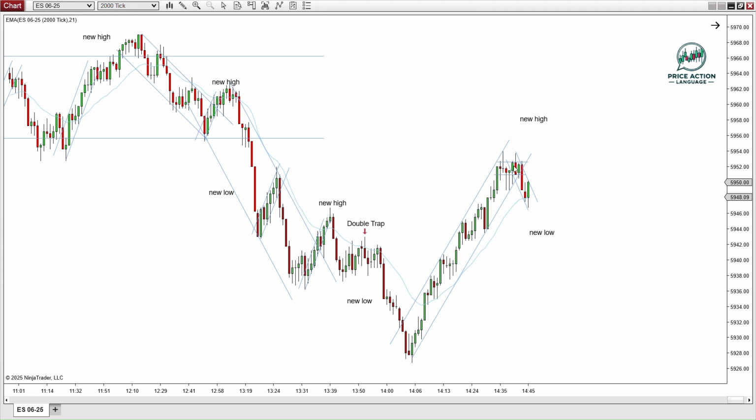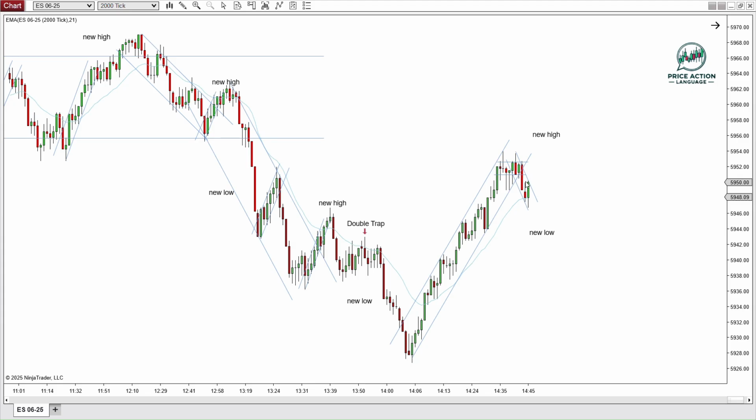You have a first entry long pullback, second entry long here, but so far from the EMA, you can't take the second entry long. And it's somewhat of a small congestion here. So this is actually a decent setup. It's a technical double trap because you have a first entry long pullback, second entry long pullback to the EMA, and then double trap here because the first entry long got stopped out and the second entry long got stopped out here. So this double trap is a decent setup to take advantage of.